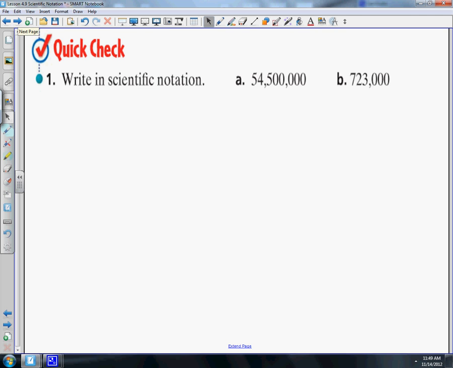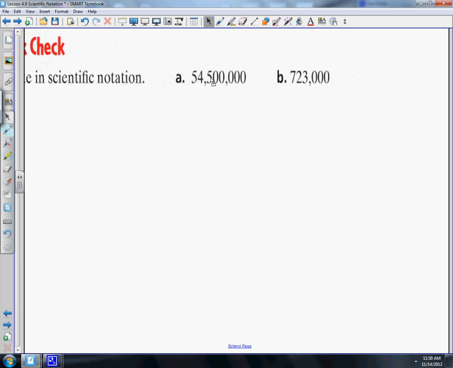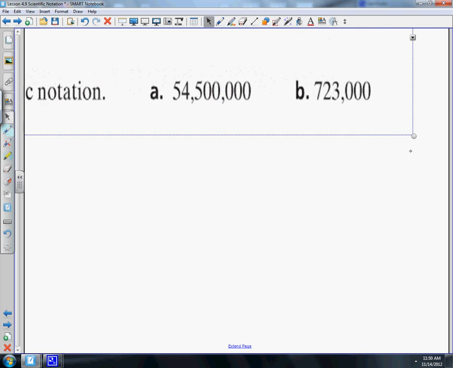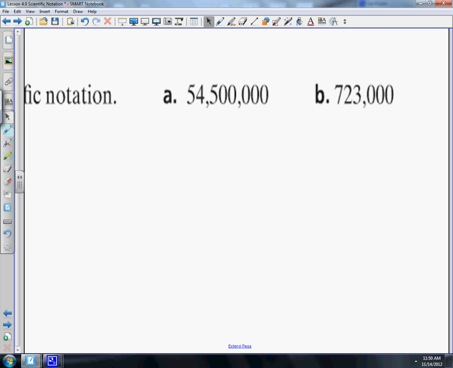So, try these two problems. Write in scientific notation. So, this first one, I'm going to start here, and I'm going to frog jump. 1, 2, 3, 4, 5, 6, 7 times.